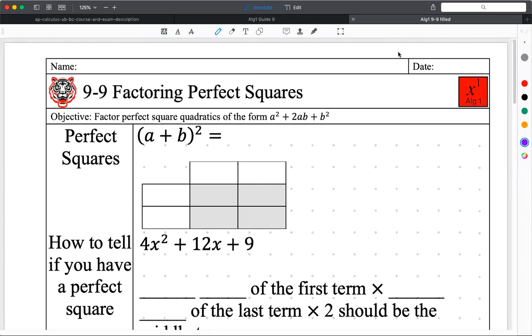All right, so this is Algebra 1, lesson 9-9. Today's date is Wednesday, March 25th, 3/25. Yeah, we're factoring perfect squares today. We were factoring a difference of squares yesterday.